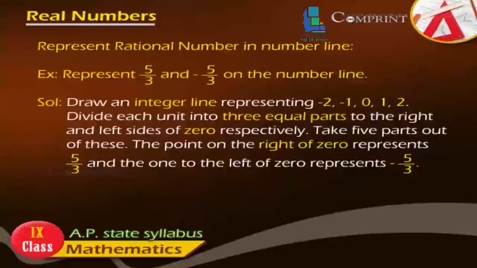Representation of rational numbers on the number line. Example, represent 5 by 3 and -5 by 3 on the number line. Solution. Draw an integer line representing -2, -1, 0, 1, 2. Divide each unit into 3 equal parts to the right and left side of 0 respectively. Take 5 parts out of these. The point on the right of 0 represents 5 by 3 and the one to the left of 0 represents -5 by 3.